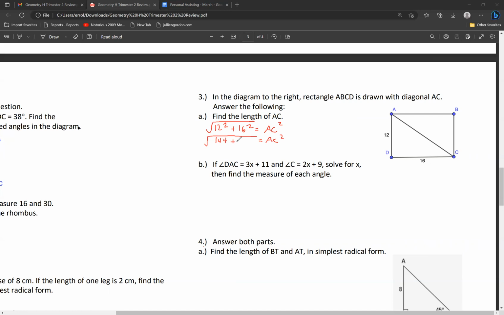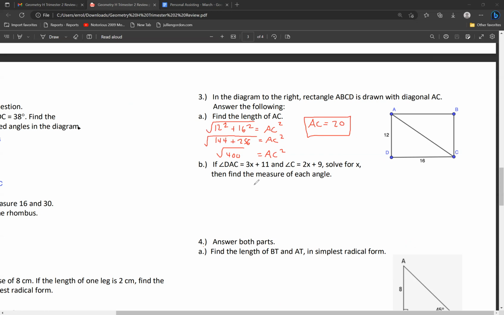256. And now add 144 to that. Is that 400? 256 plus 144, yeah. All right, so what's AC then? What's the root of 400? 20. There you go, 20. Okay, you're good on that one?